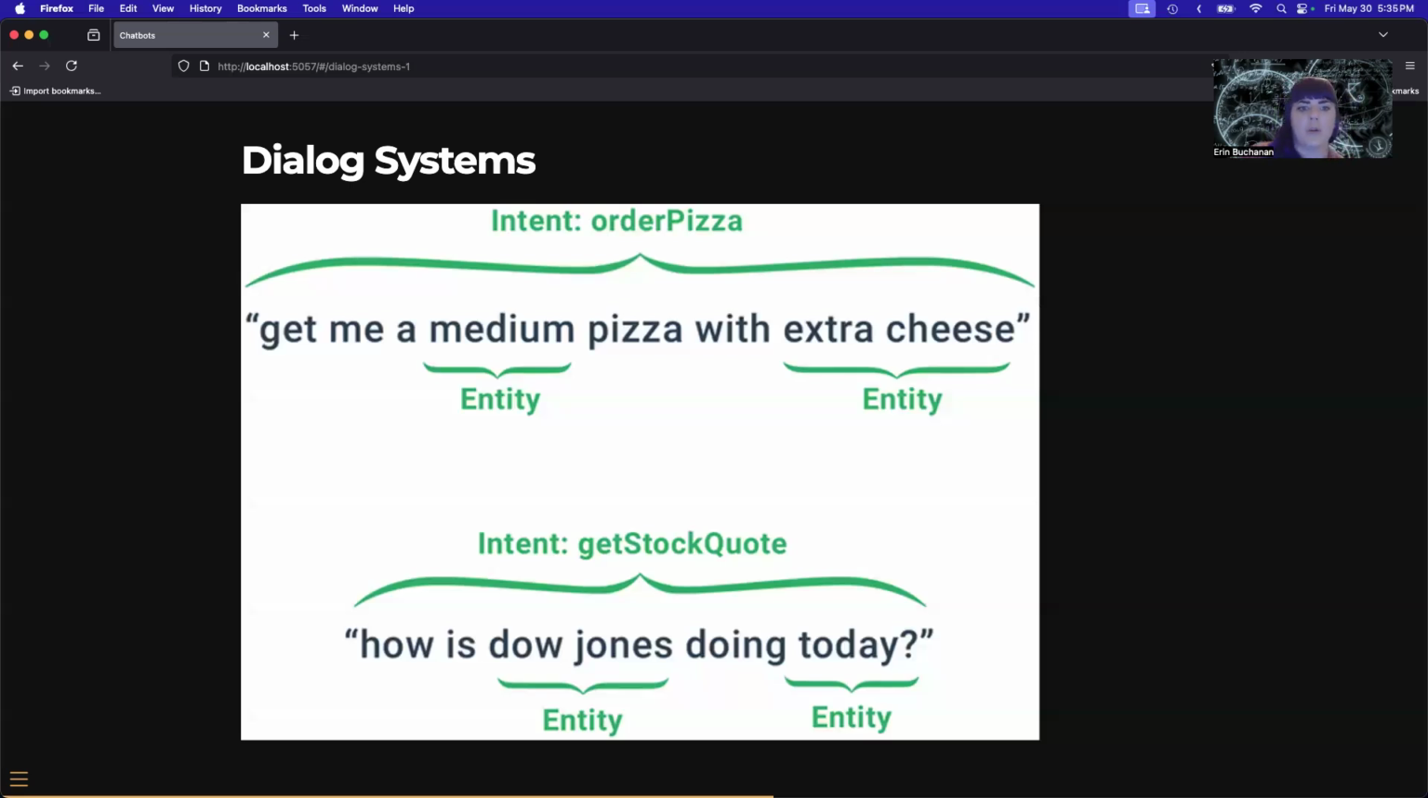So here's an example about ordering pizza. Give me a medium pizza. So the big intent, what's the topic going on? Order pizza. An entity would be some of the things that you need to extract from there, like a named entity, but they're not really named. Medium is important. Extra cheese is important. Here's another example about getting stocks.